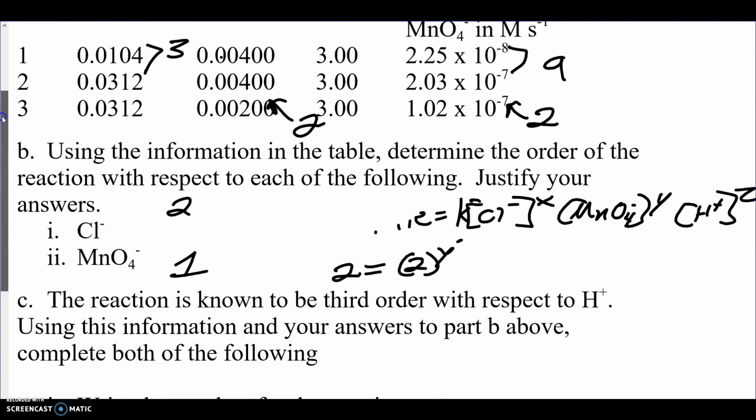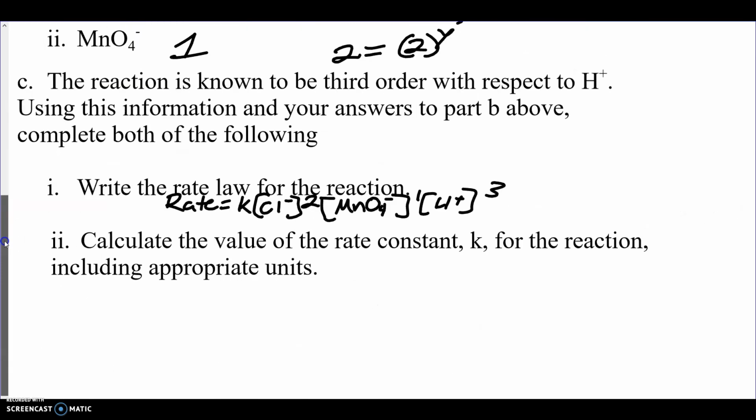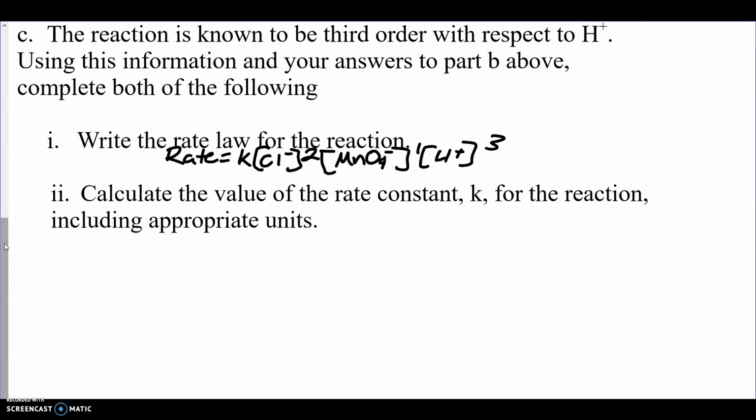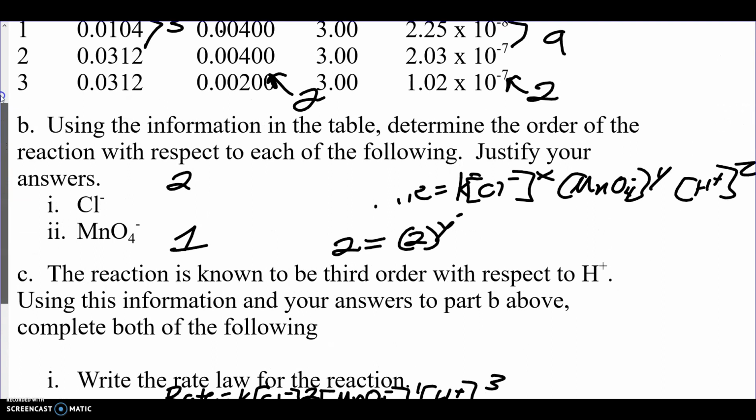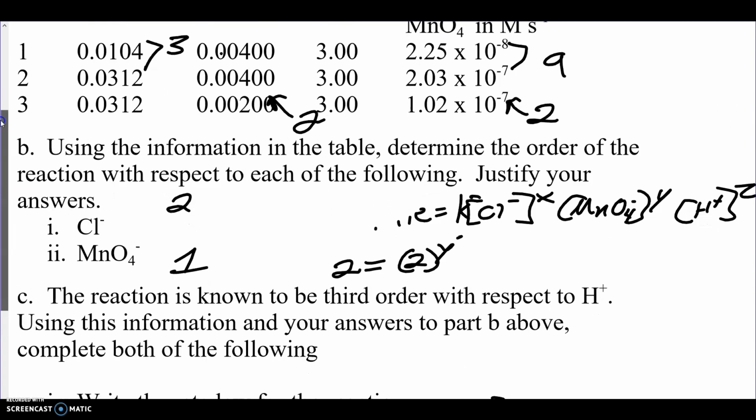Our rate for the first one is 2.25 times 10 to the negative 8th. And I'm going to have to scroll back up and down here. Sorry, guys. 2.25 times 10 to the negative 8 equals k, which is what we're trying to solve for. We need the concentration of chlorine for that first experiment, which is 0.0104.